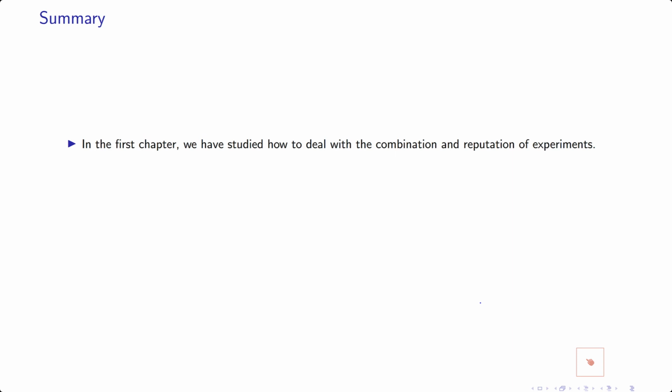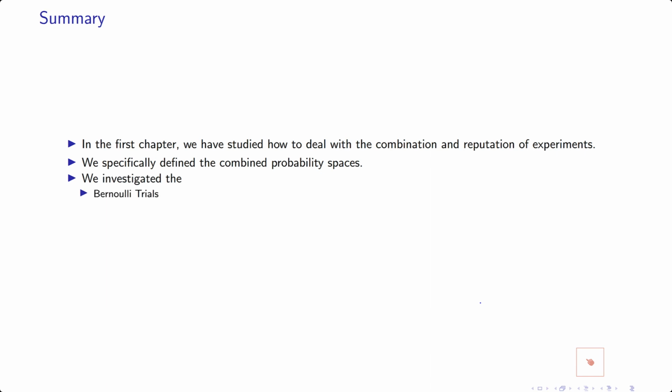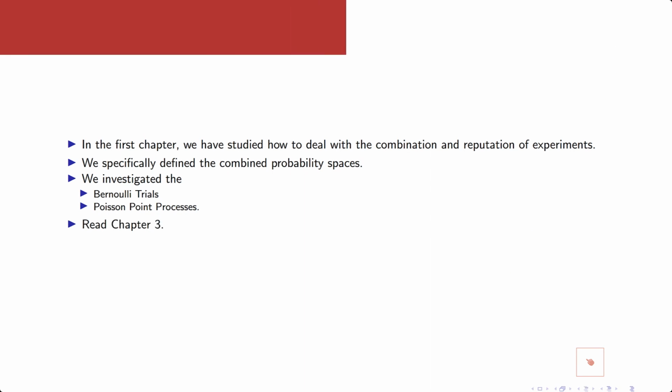So in this chapter, we have studied how to deal with combination and repetition of experiments. We have defined the combined probability spaces. We studied the Bernoulli and Poisson point processes. Please read chapter 3.